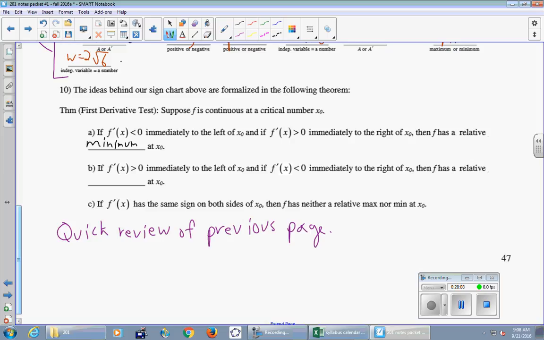Part B, if f prime is positive immediately to the left, what kind of tangent lines? Positive, so uphill tangent lines. And then f prime is negative immediately to the right, downhill tangent lines. Then what are you looking at? A maximum.